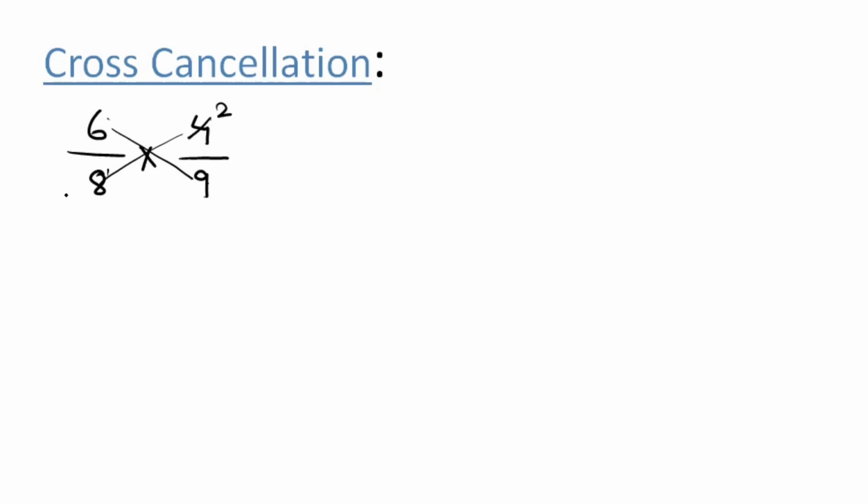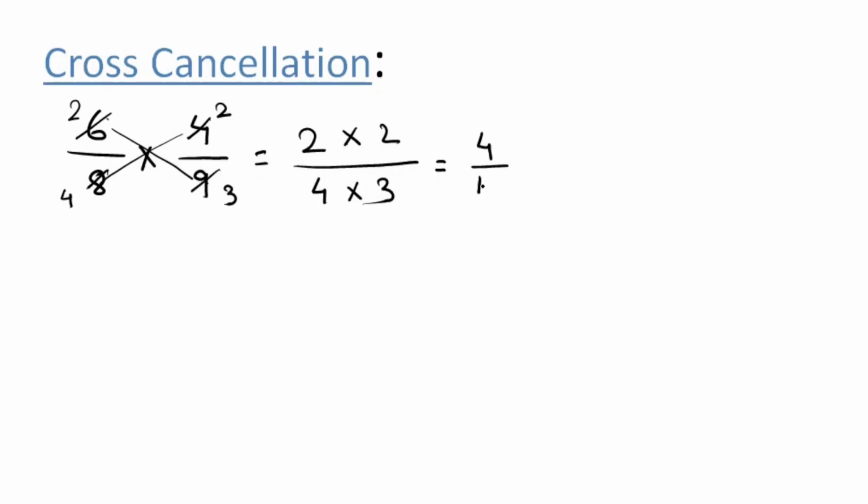2 times 4 will be 8. Similarly, 3 times 2 is 6. 3 times 3 is 9. Now it becomes 2 times 2 over 4 times 3. 4 over 12.